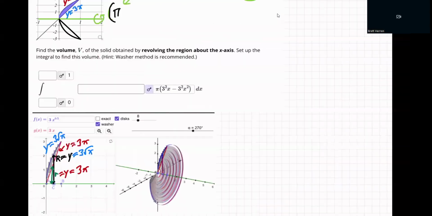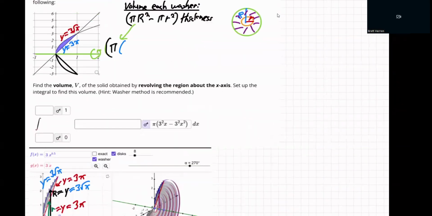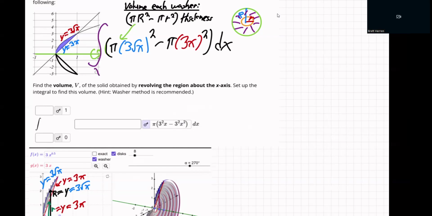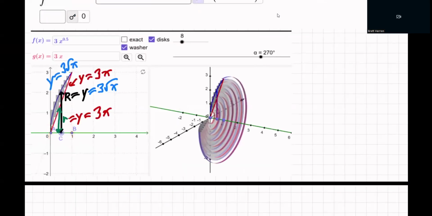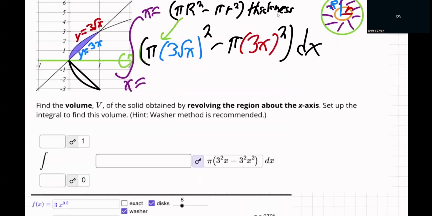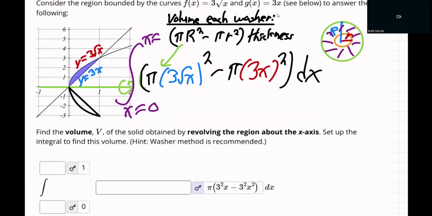So there we go. Then we just come back and go, oh, that's easy. So this is going to be 3 square root of x, squared, minus 3x, squared. And the thickness is dx. And then we're going to integrate that thing from x equals 0 to x equals 1, because we're going dx on the x-axis from 0 to 1. You can see, right? So we're stacking them right here, from 0 to 1. Stacking the disks from 0 to 1.